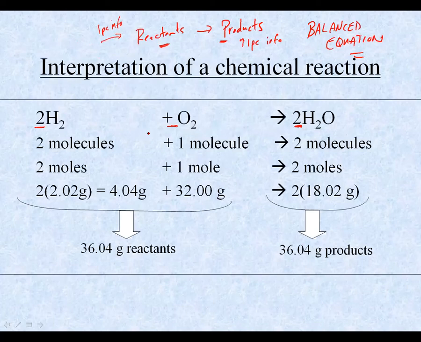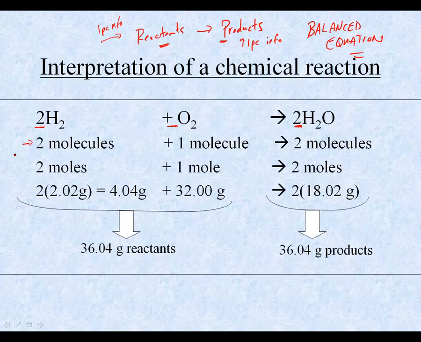Now, from a balanced equation, we could come up with several relationships that help us calculate these type of things. One thing we could say about those coefficients is that is how many molecules we have of each of these things. So for example, here, the 2 would tell us we have 2 molecules of H2 react with 1 molecule of O2 to form 2 molecules of H2O.